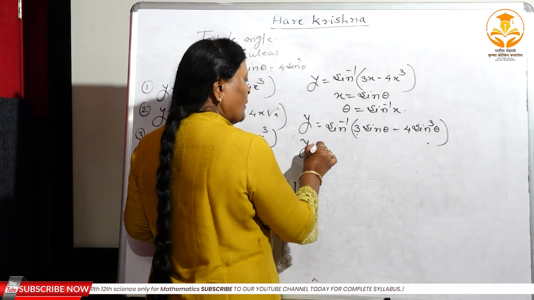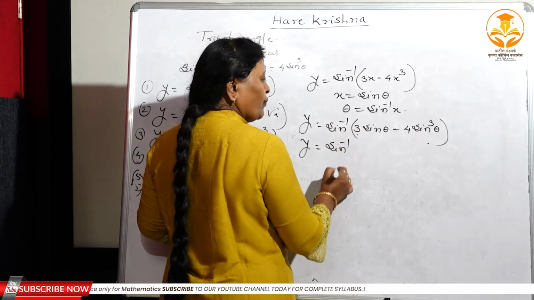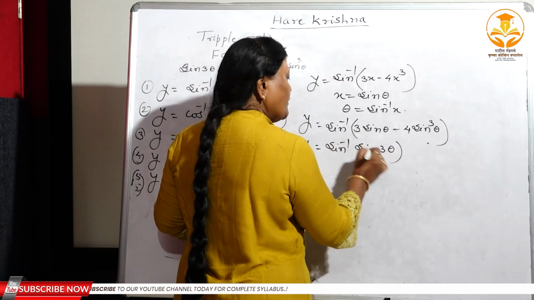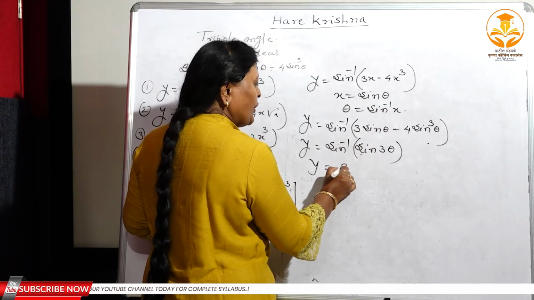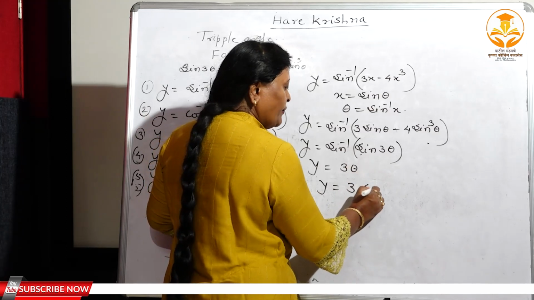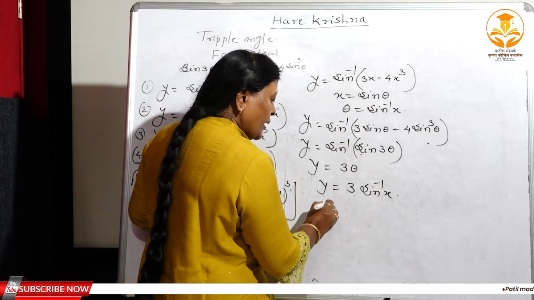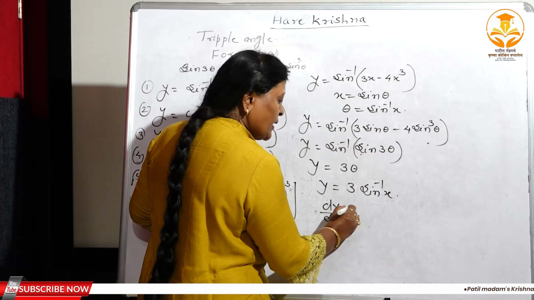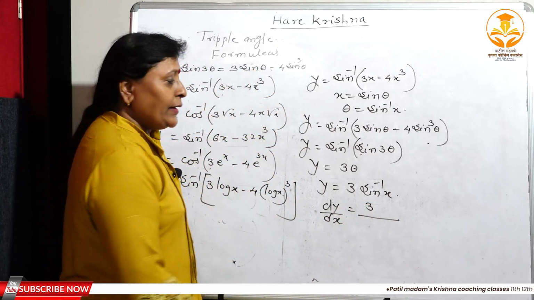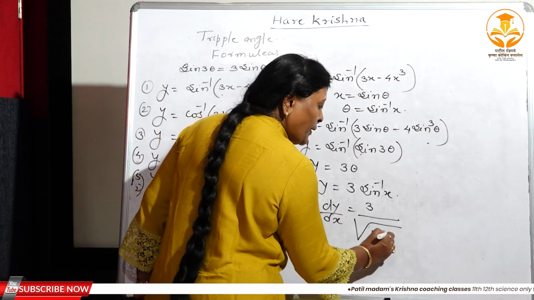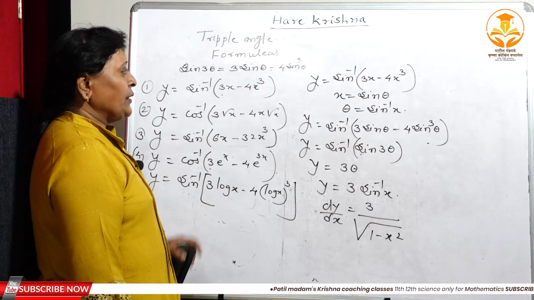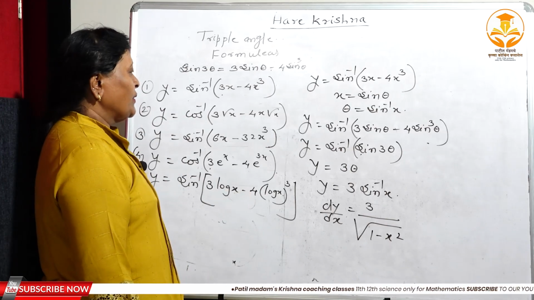Again y is equal to sine inverse, this is the formula of sin 3 theta. Sine inverse sin gets cancelled, what remains is 3 theta. Again y is equal to 3 times, what is theta? Sine inverse of x, right? Therefore dy by dx is nothing but 3, remain as it is. The derivative of sine inverse x is 1 upon root of 1 minus x square, right? So this is about the problem depending upon sin 3 theta.